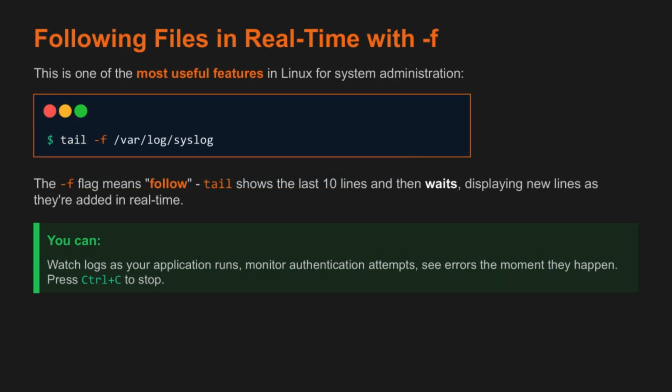So that F flag for following, using that with tail showing the last 10 lines, it'll then wait and display new lines as they're added to the file in real time. So this is really powerful because you can watch logs as your application is running. You can be monitoring authentication attempts in real time, and you can see errors the moment they appear. And again, it's the same thing. Even with tail, to stop following, you just press Control C.